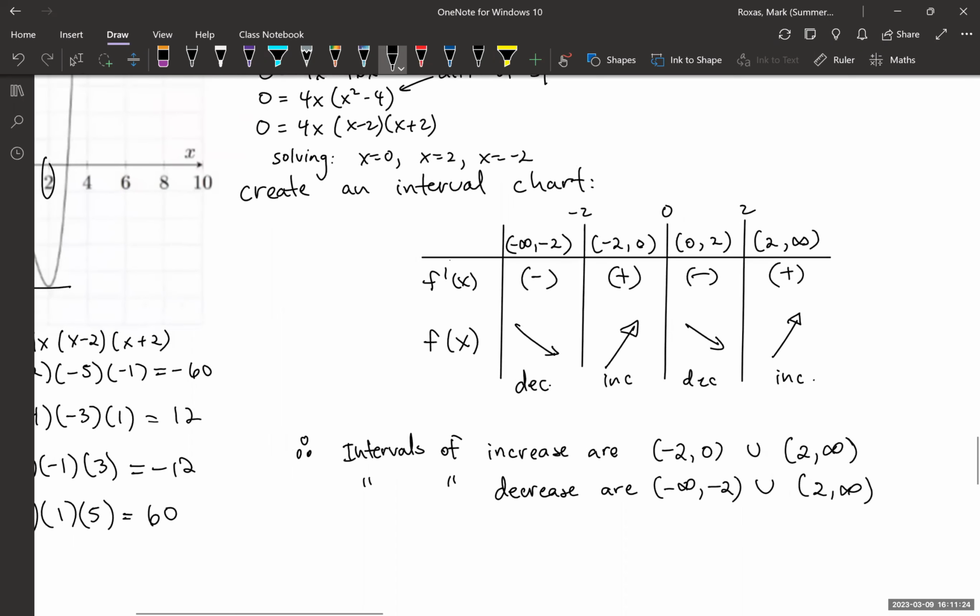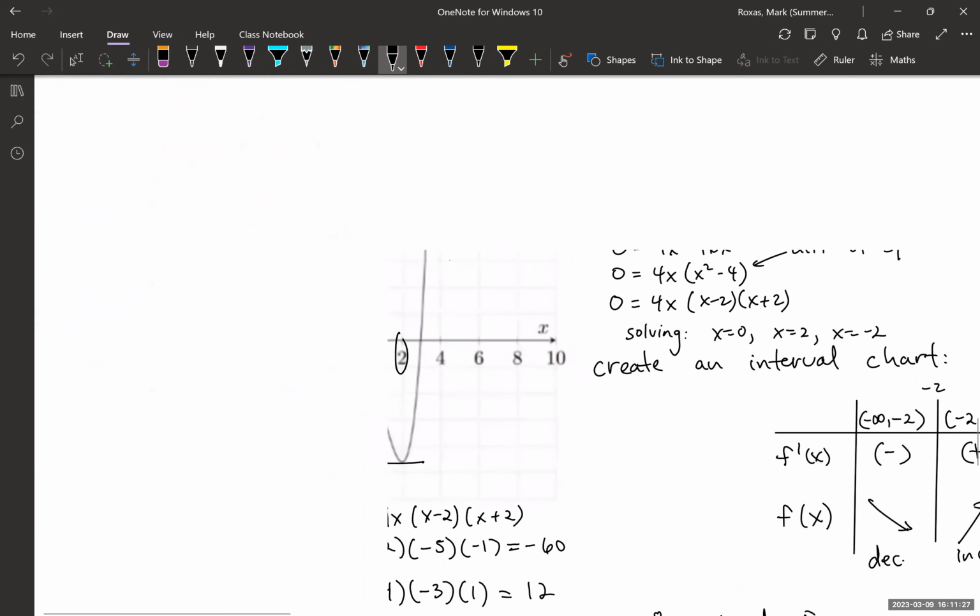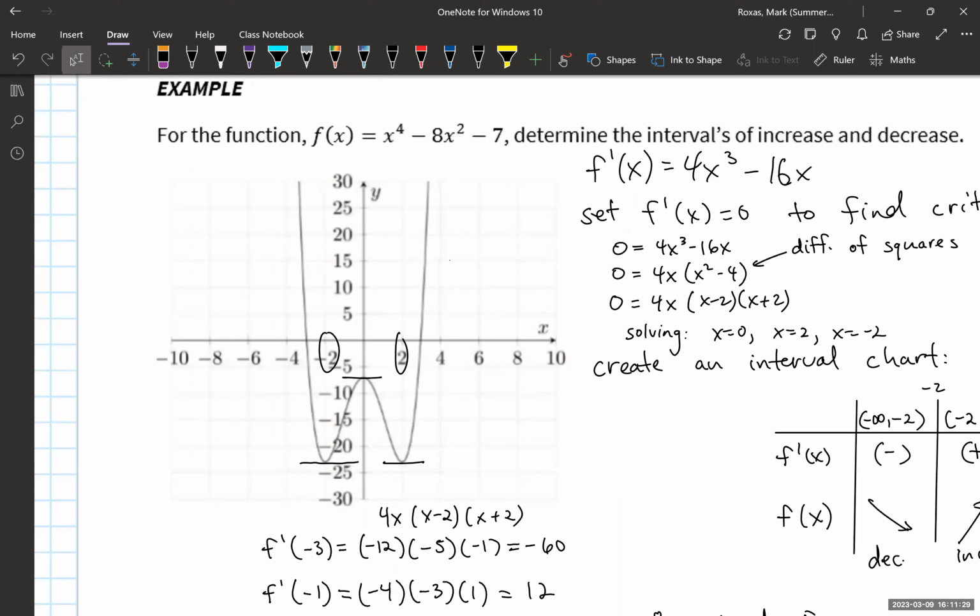Okay, and then we can verify our results. Again, we have the graph. If you're doing homework, you can always check on Desmos. If you're given the function, you can graph it just to check. And yes, we can see here that we have a decreasing function until negative 2, increasing from negative 2 to 0, and then 0 to positive 2 decreasing, and then increasing from 2 to infinity.